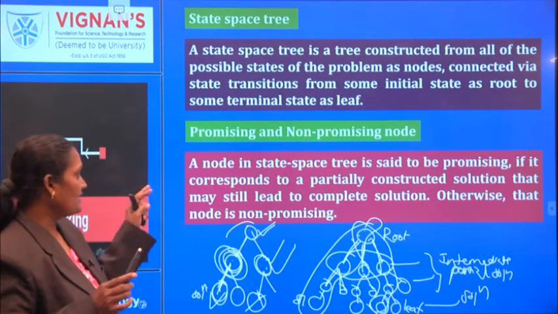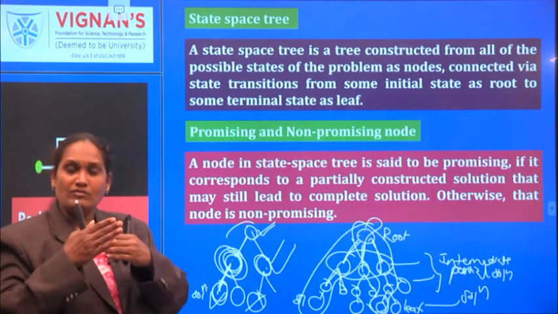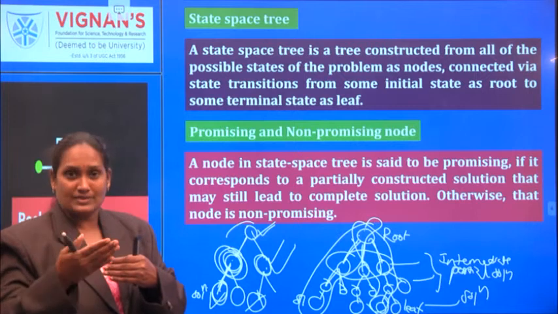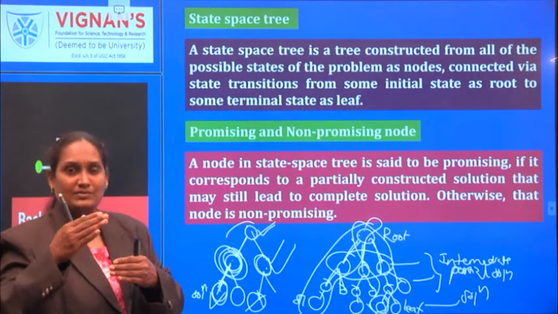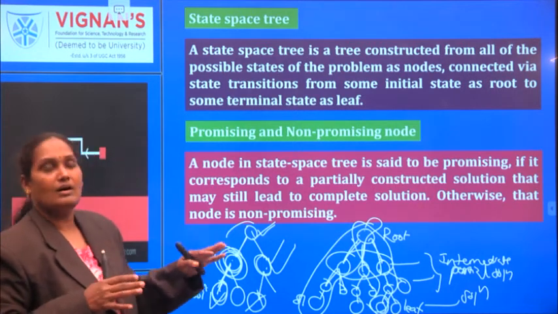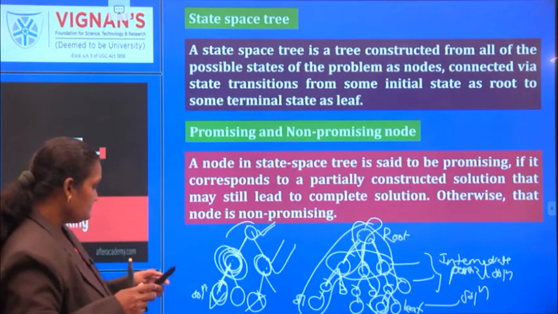I hope you all understood what is a promising node and what is a non-promising node. A node which indicates a partial solution, and by continuing from that node it leads to a complete solution, that type of node is called a promising node. The root node always becomes a promising node, right?